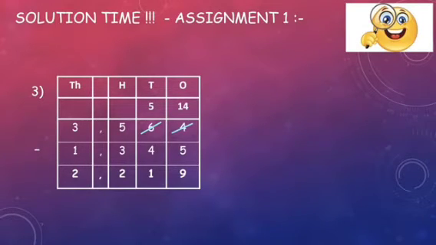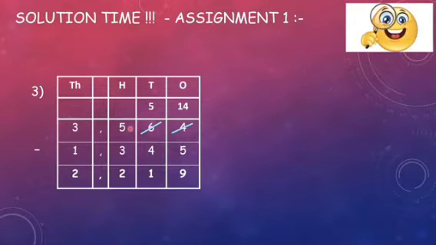Third problem, 3564 minus 1345. Here we had 4. We were supposed to do a subtraction of 4 minus 5, which is not possible. So we borrowed 1 from the previous place value. So it becomes 14. 14 minus 5 is 9. Now since it was 6 earlier, 6 becomes 5. 5 minus 4 is 1.